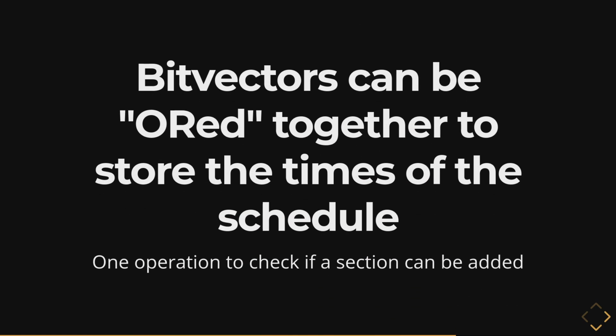So now that we have all of these different bit vectors, we can store the entire time that a schedule occurs in by just ORing those bit vectors together. So now we have a single integer where a bit is 1 if you are taking a class at that time, and it is 0 if you are not. So now that bitwise AND from before, where we are checking if two sections conflict, now we can check if a section conflicts with the entire existing schedule, all in a single operation.